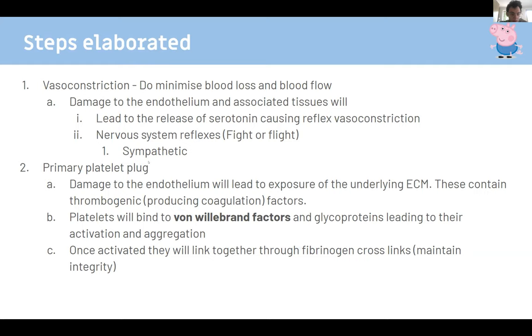A primary platelet plug is caused by damage to the endothelium and will lead to the exposure of underlying ECM. Primarily, collagen is very relevant in this case, and these contain thrombogenic factors such as von Willebrand factors and glycoproteins. Platelets will bind to von Willebrand factors, leading to their activation. When platelets are activated, they're going to call other platelets to come around. They're also going to grow sticky and cover up that little hole that's shown. Once activated, they'll link together through fibrinogen. I haven't described what fibrinogen is, but just think of it as fiber.